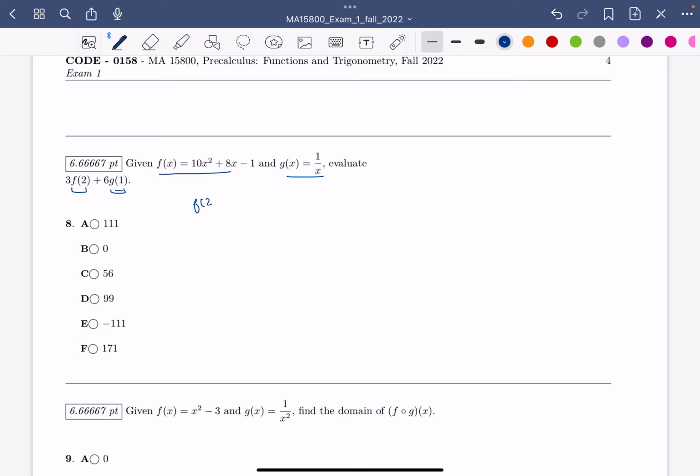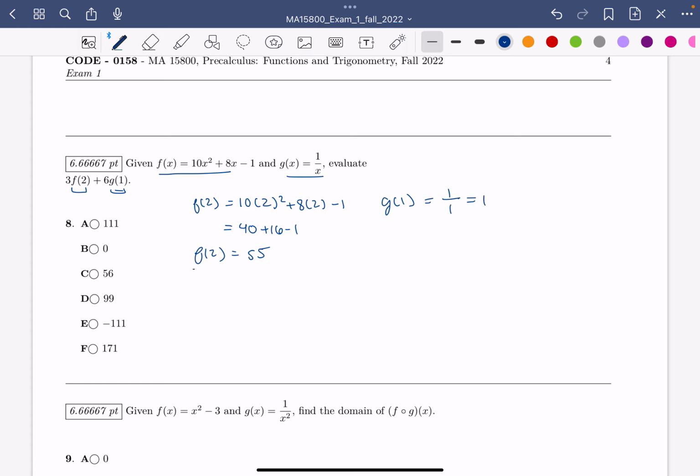So f of 2 equals 10 times 2 squared plus 8 times 2 minus 1. So that gives us 40 plus 16 minus 1, or 55 for f of 2. And then for g of 1, we get that it's 1 over 1, or equal to 1.